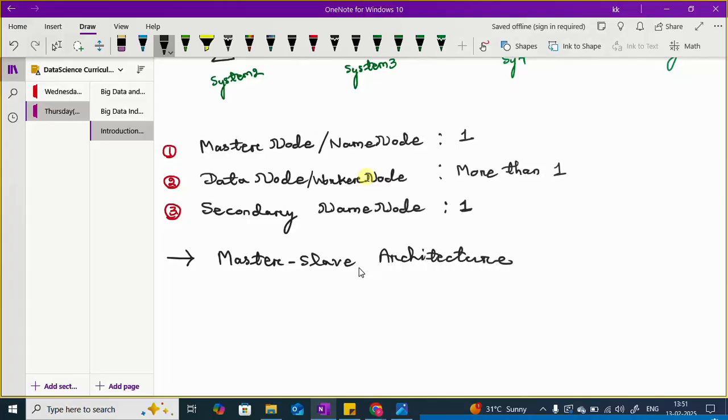Okay, so what is slave? Another new naming convention you have used. This data node is nothing but also a slave node. That's why I told you today's class is just for you to get acquainted with all the naming conventions. So master node, this is called slave node. This is called name node, this is called data node or worker node. Then we have something called secondary name node. So a distributed system is nothing but a master slave architecture.